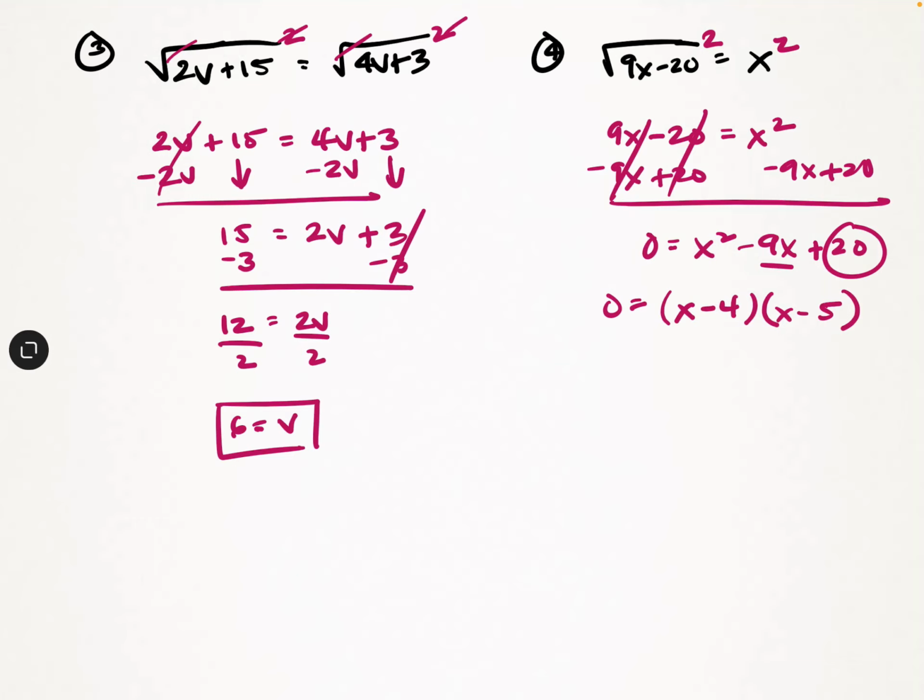So our answers here, remember, we're not quite done yet. We have to say what our x's are going to be to make this 0. So because we have two things multiplied to get 0, that means that one of those things at least has to be 0. So x is going to be equal to 4 because 4 minus 4 is 0, or 5 because 5 minus 5 is 0.